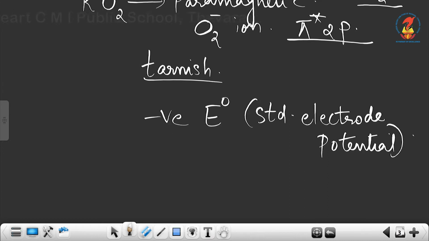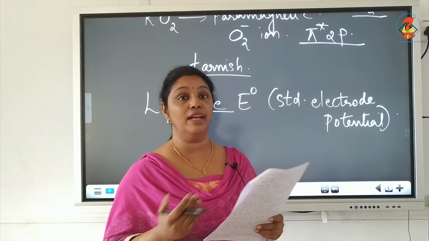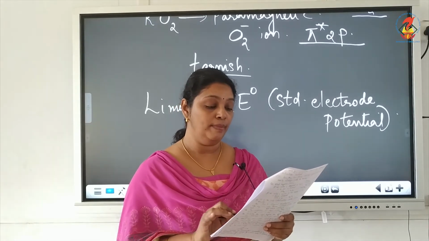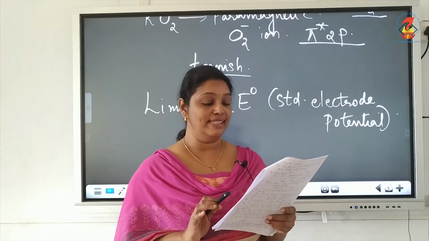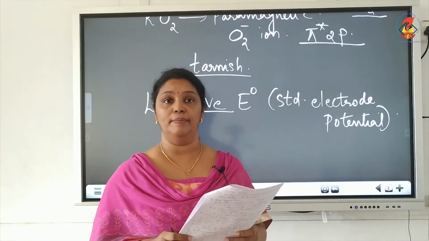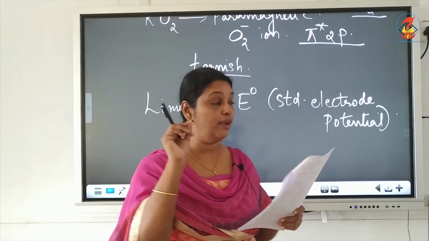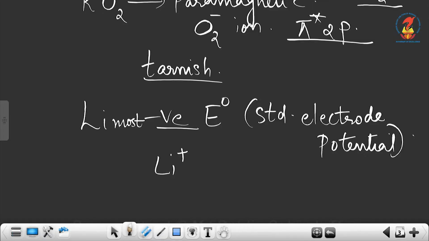These values you get from the electrochemical series, which we will learn later. It is said that lithium has the most negative E0 value. We have E0 values positive as well as negative. In the electrochemical series, lithium has the most negative E0 value. Its reaction with water is less vigorous than that of sodium. Why? This is due to the small size of the lithium ion, Li+. It has very high hydration enthalpy and it forms hydrated salts.